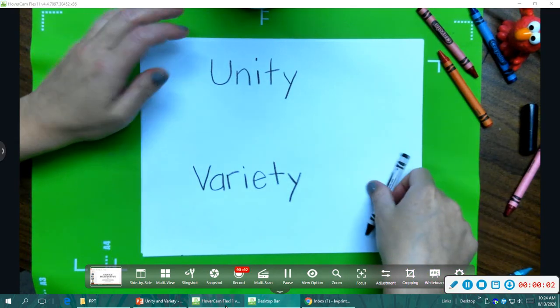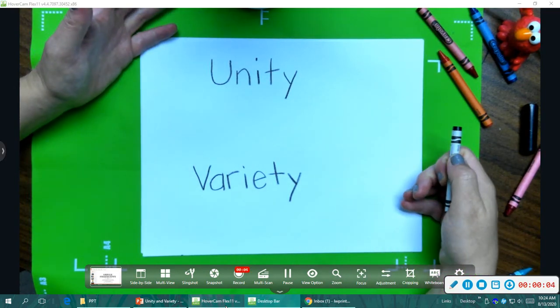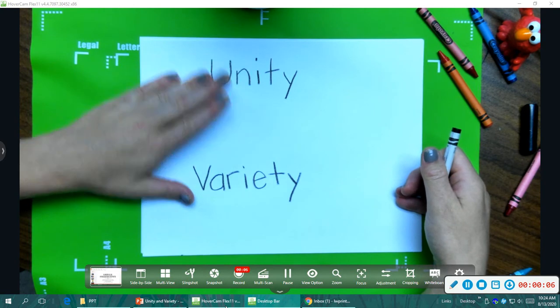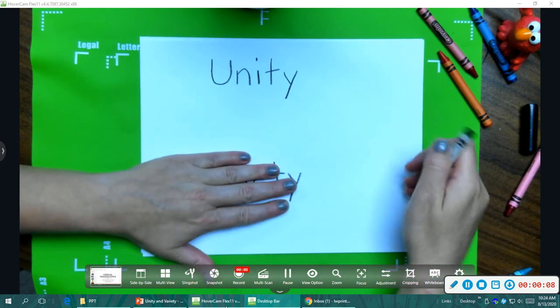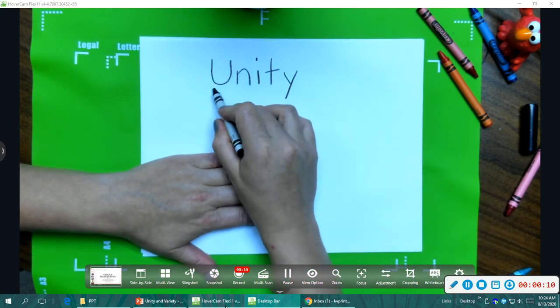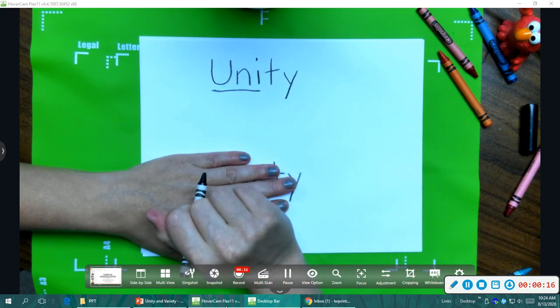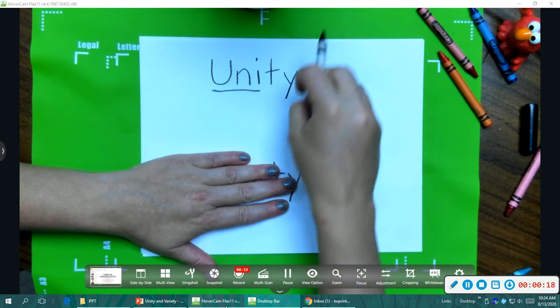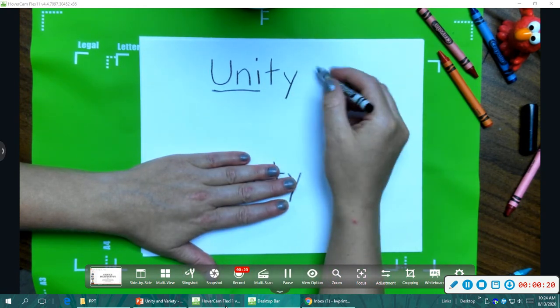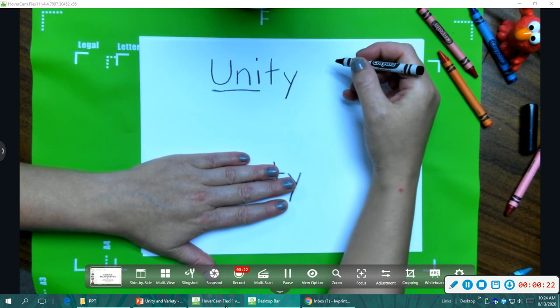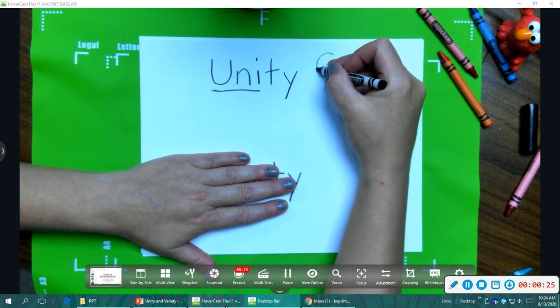Guys, welcome to our next big lesson topic, and we're going to be looking at unity versus variety. Alright, so unity, you'll notice it has a root word, uni. Think about unicycle or universal. It means one, a whole. So when something has unity, it is similar, if not exactly the same.